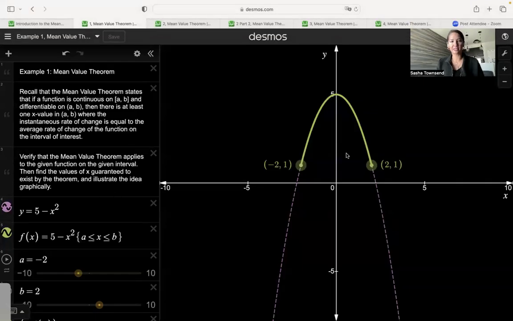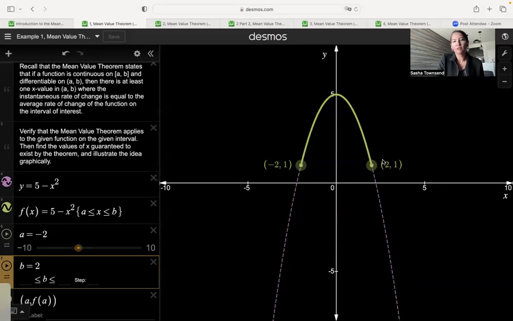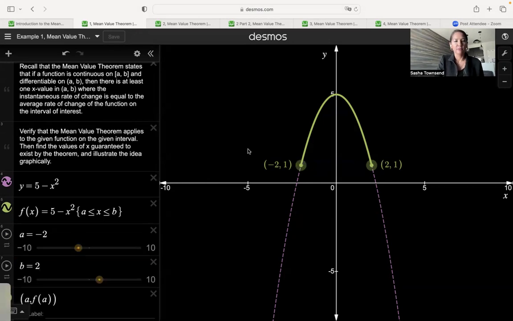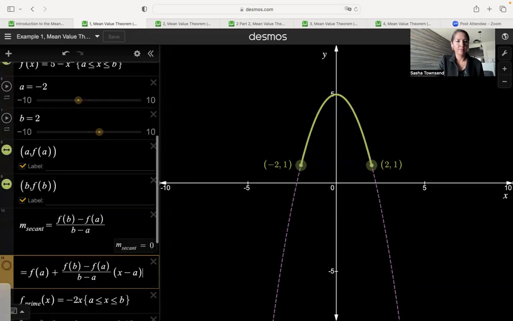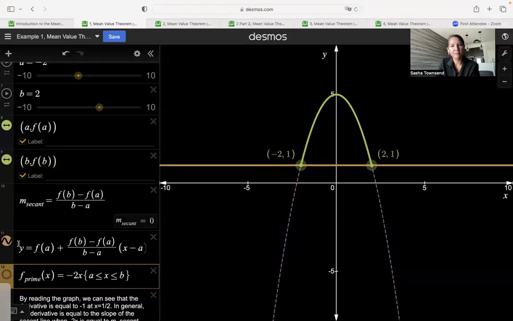Okay, so this was our first example. We had y equals 5 minus x squared, and we're interested in it on the interval from a to b. Initially I let my a and b be -2 and 2 so that the y values are the same. Then Rolle's theorem applies. So if we wanted to, we could graph the secant line. The slope of the secant is f of b minus f of a, that's a change in y, divided by b minus a, that's a change in x, just change in y over change in x as usual for any slope. We can graph that secant line right there.